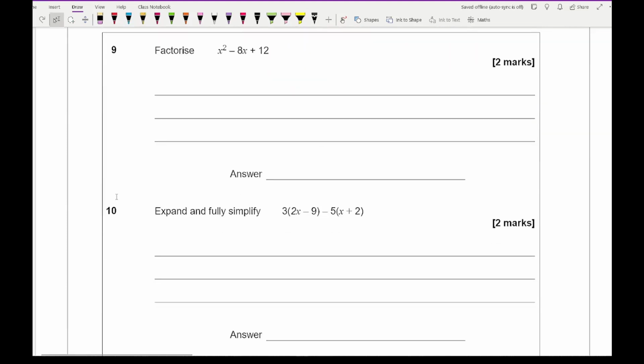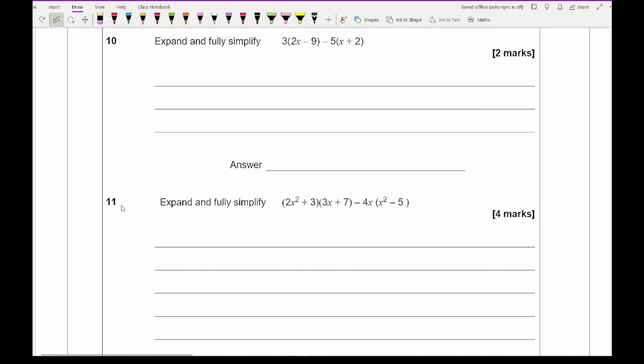Moving on to question 9, it says factorise. So again, we're looking for 2 numbers that multiply together to give you 12, and added together give you minus 8. And so those 2 numbers are going to be x minus 6 and x minus 2. Question 10, expand and fully simplify. So again, we've got 6x minus, and that's going to be 27, minus 5x minus 10. So again, collecting all the like terms, we get x minus 37.